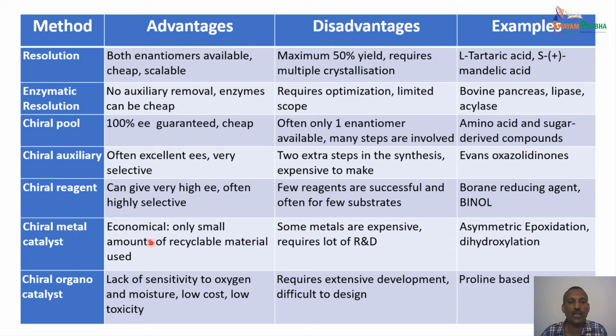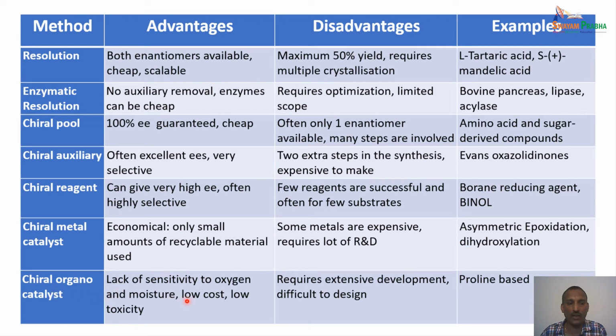And in the case of chiral metal catalyst, only a very small amount of recyclable material, that is the catalyst, is used. So it is a very economical method and it has high industrial application. But some of the metals, like rhodium and platinum, are very expensive, and moreover it requires a lot of research and development to identify the right catalyst for that particular reaction. Examples include Sharpless asymmetric epoxidation, dihydroxylation methods, etc.